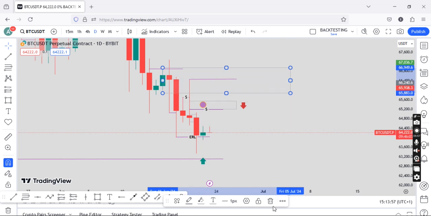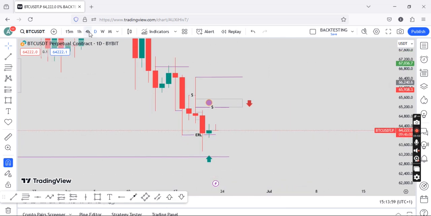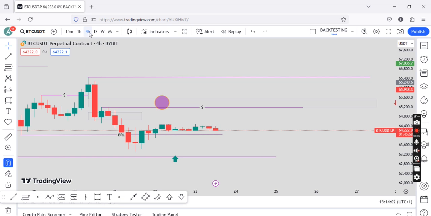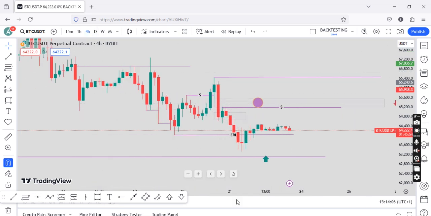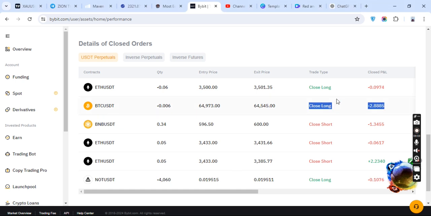So these were the things I didn't see that day. I didn't pay much attention to it. So we lost the trade, right? So we lost the trade. So guys, that's it. And this one again, it was a break-even trade.